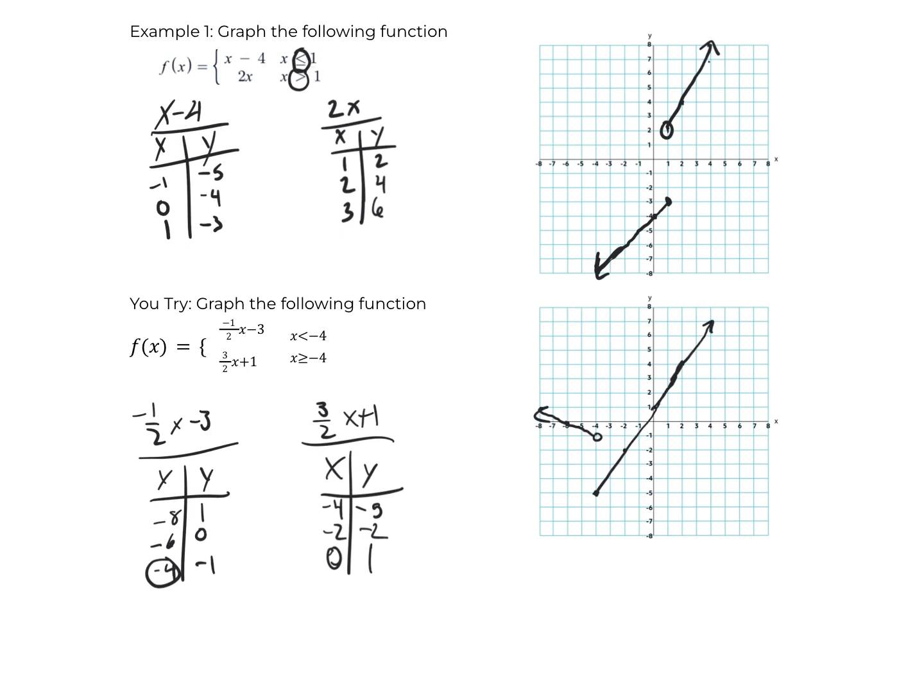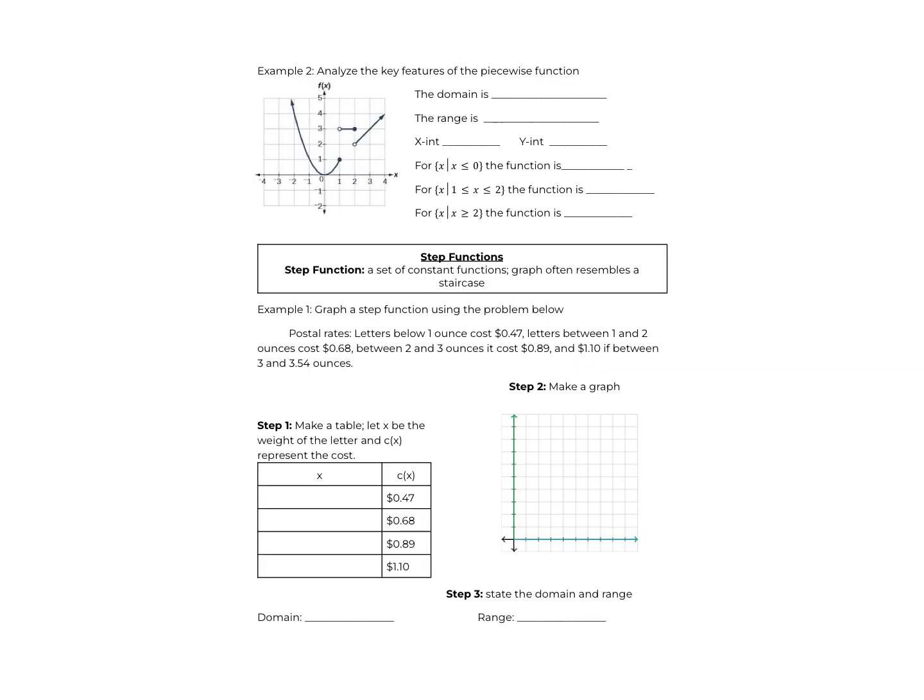It would look like that. Again, you could have done the other two methods. That's the method I prefer. So moving on, analyze the key features of the piecewise function.